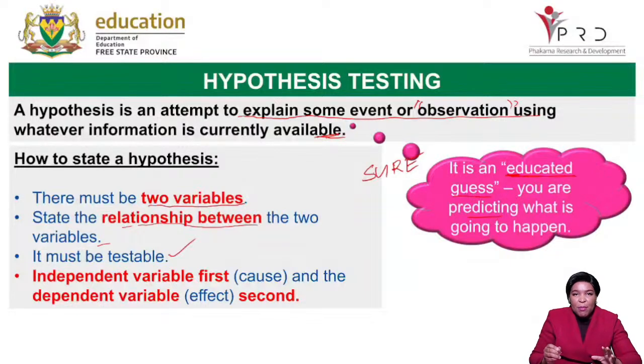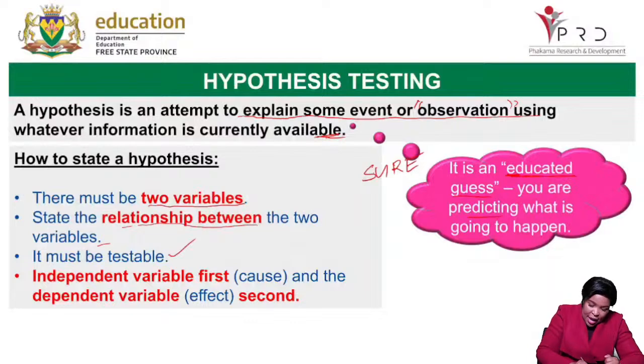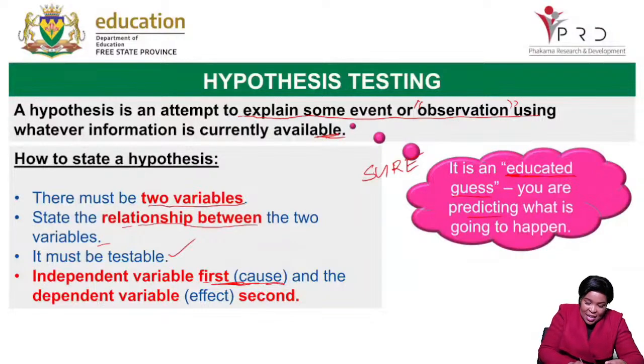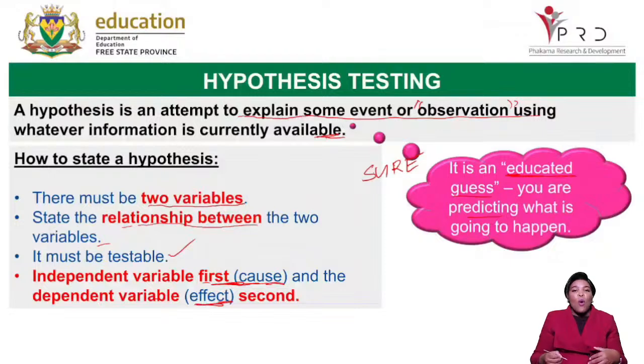If you are saying a hypothesis is like this, somebody must be able to set up an experiment to test your hypothesis and come up with a conclusion and reject or accept your hypothesis. And then the independent variable must be the cause. Hence, I said light will cause the plant growth to be more. So it must be the cause. And then the dependent variable is the effect. What is going to happen once you introduce the independent variable?